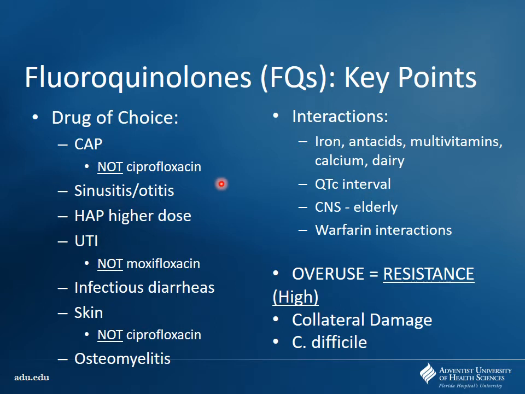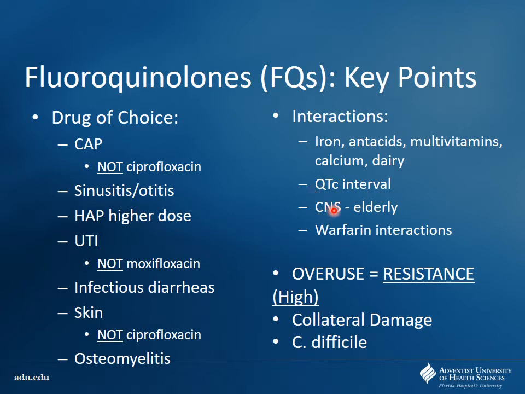We'll see that spectrum will change a little bit based on generation, which we'll look at in just a few seconds here. Now, as far as drug interactions go, again, this will chelate very similar to the tetracyclines to things like iron, antacids, multivitamins, calcium, dairy products, so watch for that. This will also increase your QT interval as well. So if you were to mix a macrolide plus a fluoroquinolone, you could see how both of those could also increase the QT interval, make you more likely to have an arrhythmia.